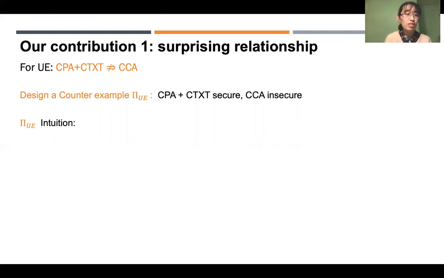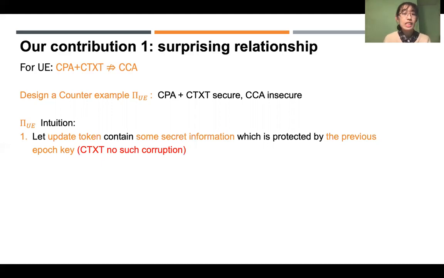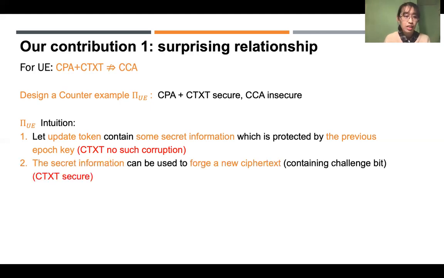Now we introduce our design intuition. We start from a CPA and CTRC secure scheme and do some modification on it. The first step is that the update token contains some secret information, which is protected by the previous key. Please note that the CTRC adversary cannot corrupt the update token and the previous key at the same time, so he cannot get this secret information. Then the secret information can be used to forge a new ciphertext, which may contain the challenge bit. So far, the scheme is still CTRC secure. Why? It's because the CTRC adversary cannot get the secret information, so he cannot forge a new ciphertext.